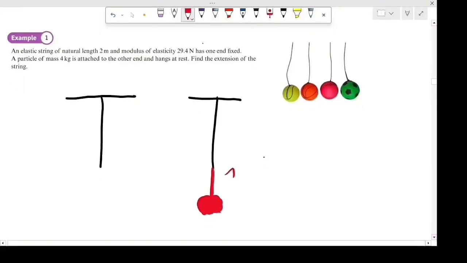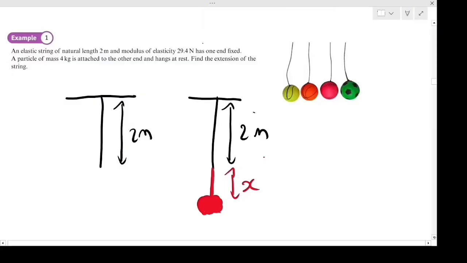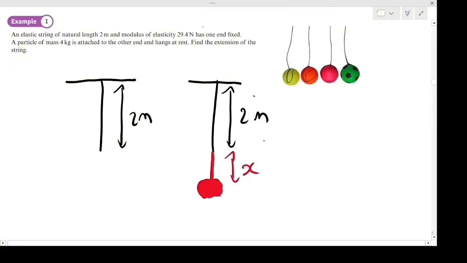Okay, so again it's going to be an extension. I'm going to call that x. And then obviously the first part is going to be my natural length, but the natural length is 2. So hopefully that makes sense. That's the scenario here. We've got some ball that's hanging at the end of the string to stretch it down.